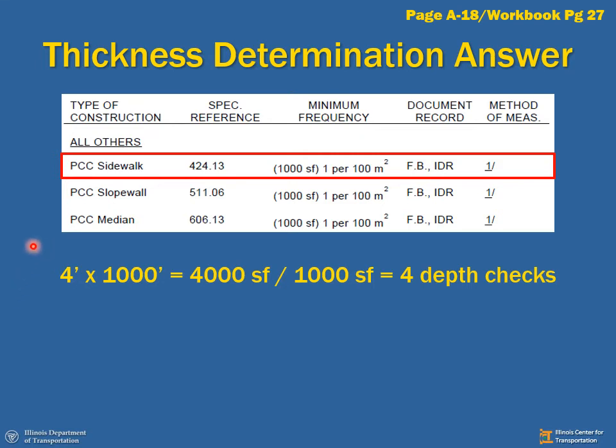On page A18, we can see in our table of thickness determinations for PCC sidewalk, the minimum frequency is 1 for every 1,000 square feet. So I know we're 4 feet wide times 1,000 feet long gives me 4,000 square feet. Divided by the frequency of every 1,000 square feet, I must record at least 4 depth checks. I have to document 4 depth checks for this portion of work. You can see this answer on page 27 in the workbook.